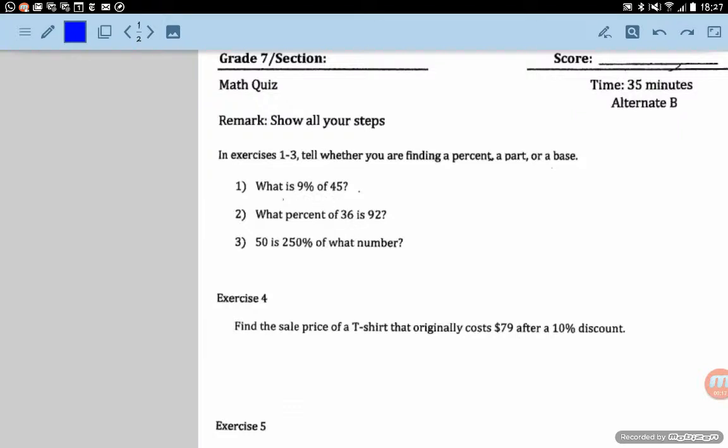9% of 45. What is 9% of 45? So here we are going to write, he wants to find the part, A over 45 equals 9 over 100. Then we are going to do cross product. It's going to be 100A.